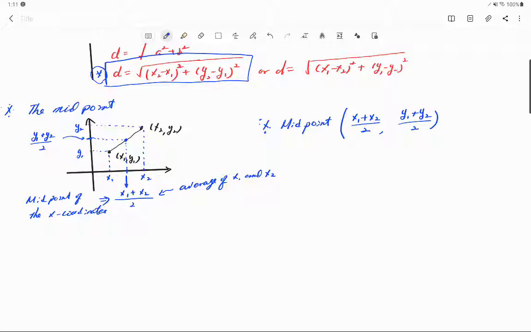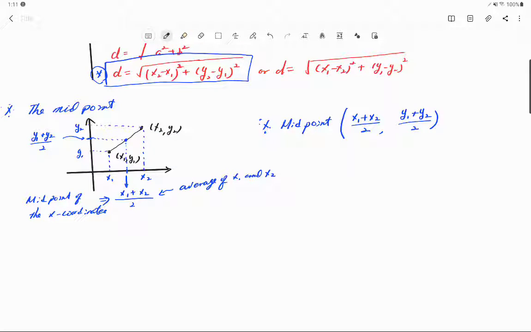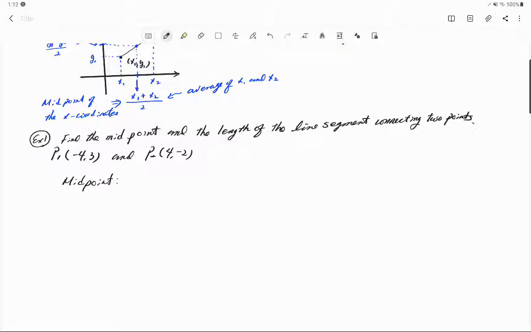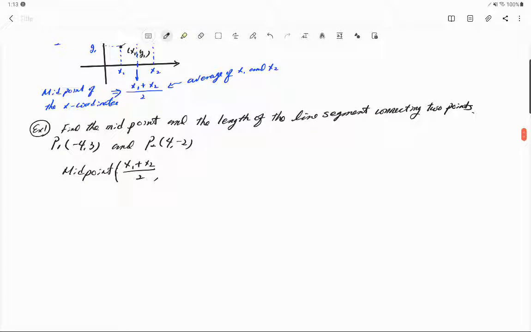So, okay, example 1. Let's find the midpoint and the length of the line segment connecting these 2 points, point 1 and point 2. So their coordinates are given. We don't have to draw a graph for this one. We just use the midpoint formula. So what is the midpoint formula? The average of the x coordinates, right? Sorry, x1 plus x2 divided by 2. That's the x coordinate of the midpoint.